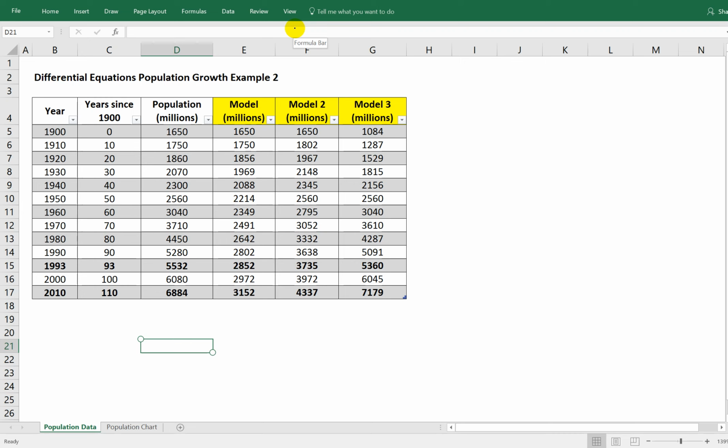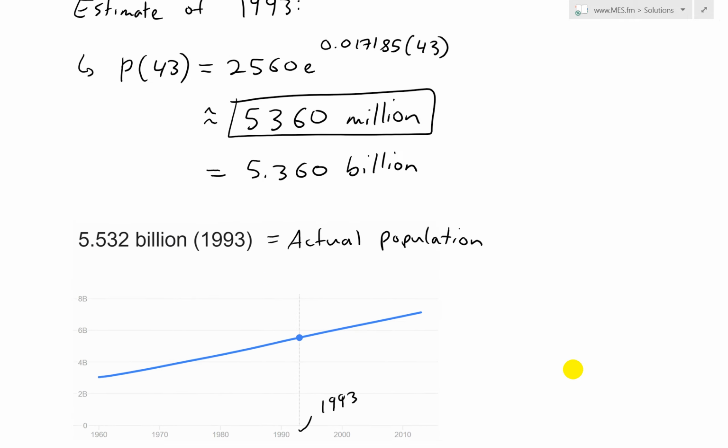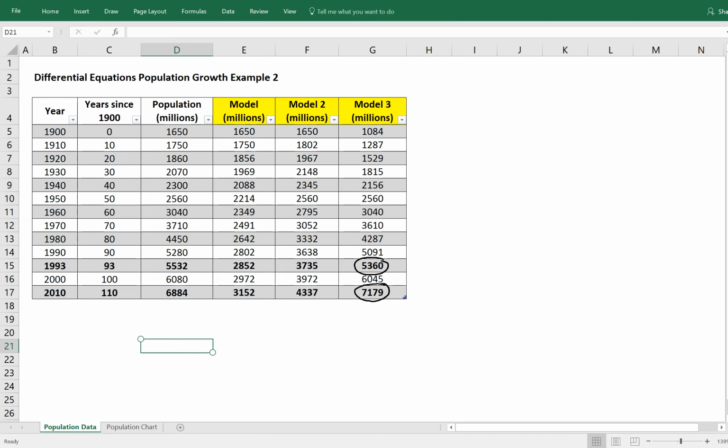This is our model, the one we just found, 5360 and 7179. Let's just double check. That's 7179 and 5360. Yeah, so that's what we had. So these are the ones we modeled, and this is 1950, but I also extended it going backwards, and as you can see, years since 1900, but I just minused 50 to get the years since 1950.